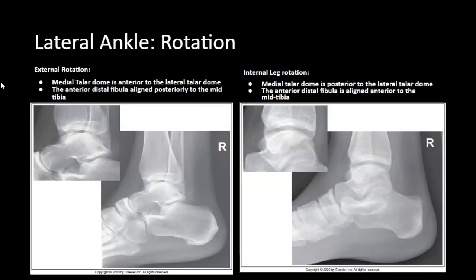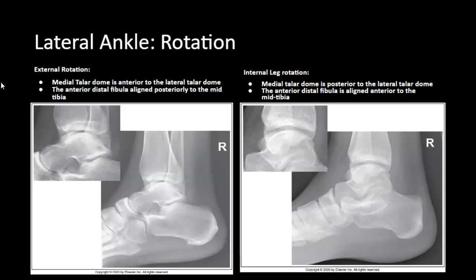So let's take a look at rotation. Again, we're going to look for a joint space being open. In this case, there is a joint space demonstrated, but now we need to look at these talar domes. Are they actually superimposed? And in this lateral projection, they are not.